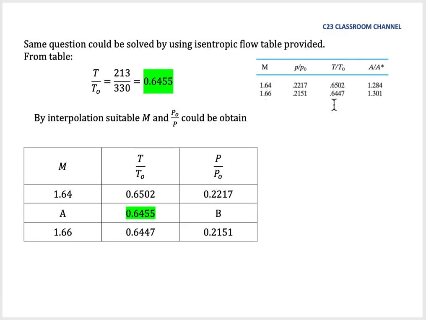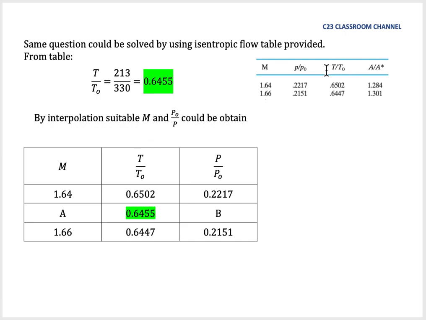So we found that this value 0.6455 is actually between 0.6502 and 0.6447. So we need to take these values in our calculation, which means that the Mach number must be between 1.64 and 1.66. So we will do interpolation to get the value of M and the value of P naught over P.